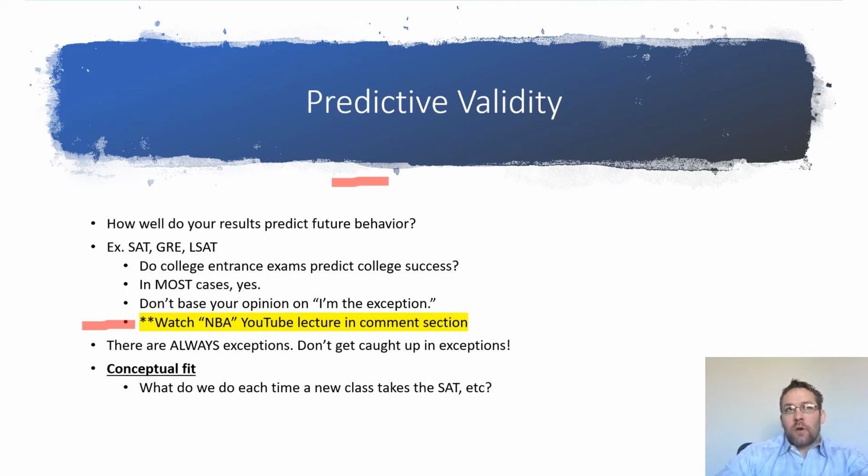Colleges want to know that you are capable of finishing school. Based on your SAT score, can we predict whether or not you're going to have the fortitude to graduate from our university within 4 to 6 years, depending on the degree that you're getting? That's what schools are looking at.